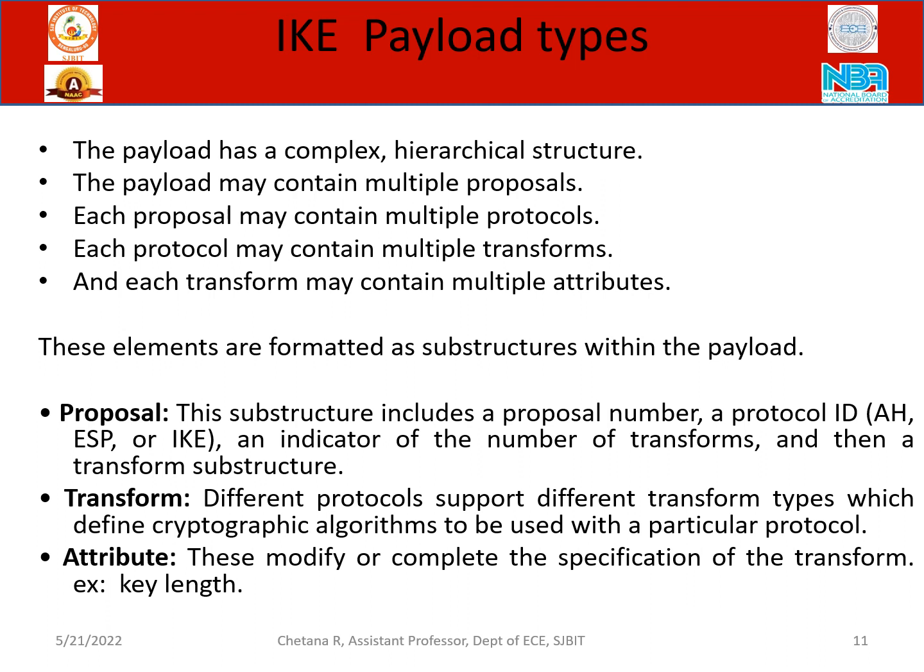So it contains the entire information: what is the protocol used. But here we say each proposal may contain multiple protocols. So what is the protocol, what is the protocol ID, what is the number of transforms it has done, and how exactly is the substructure of the transform. What exactly is there in the transform?